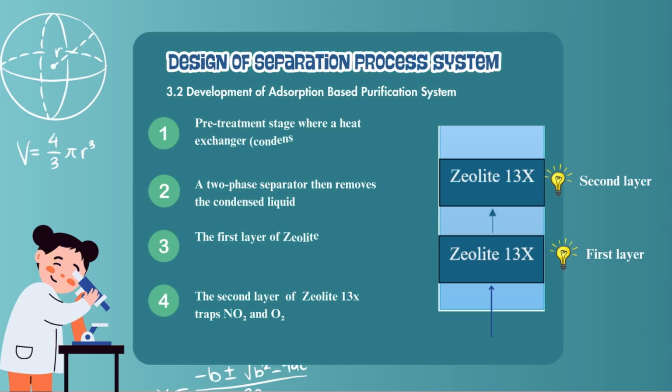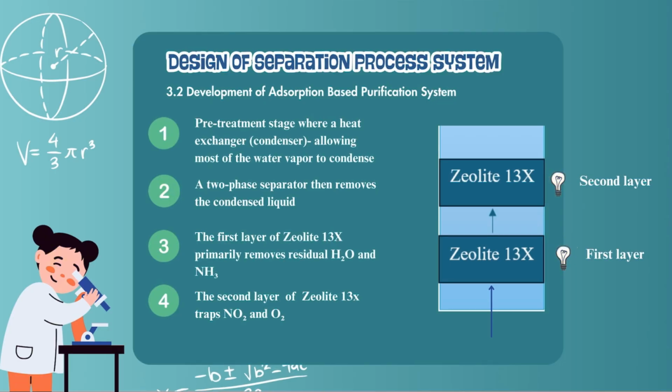The purification system employs a fixed bed adsorption column with zeolite 13X, selected for its high cation exchange capacity, large surface area, and strong affinity for polar and oxygenated species. The process begins with a condenser that cools the gas mixture, causing water vapor to condense. A two-phase separator then removes the condensed water, reducing moisture content before adsorption. The gas then flows through the two-layer zeolite 13X adsorption column.